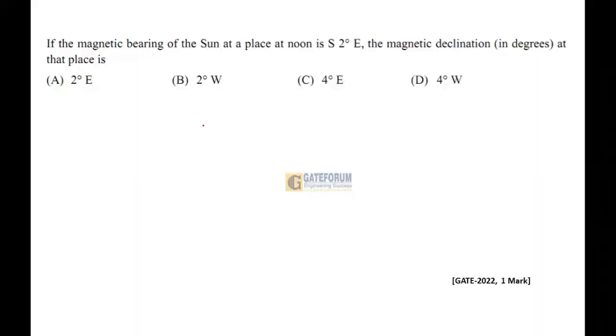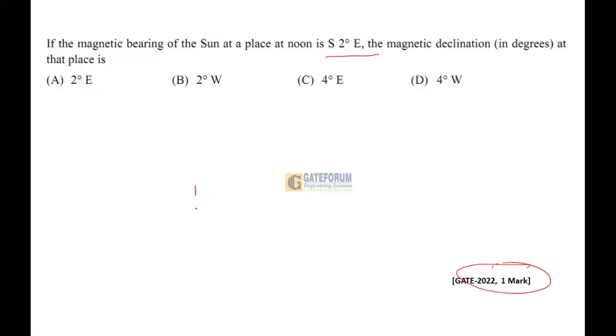Welcome. In today's problem, we discuss a previous GATE problem from 2022 for 1 mark. The question is here. The magnetic bearing of the sun at a place at noon is south 2 degree east. The magnetic declination at that place.